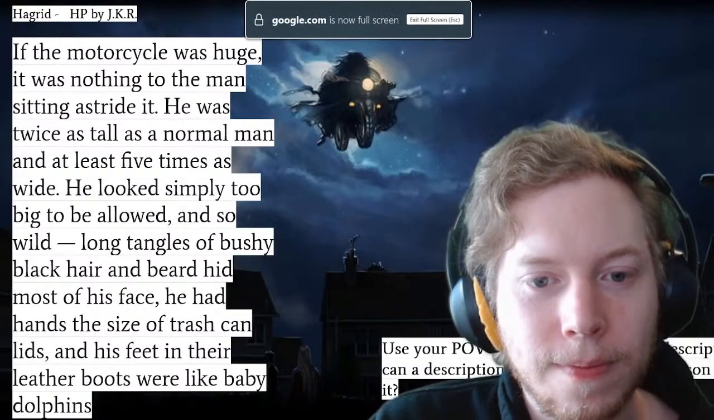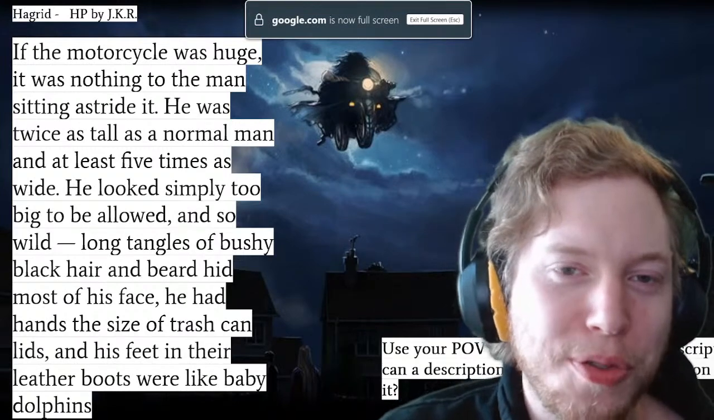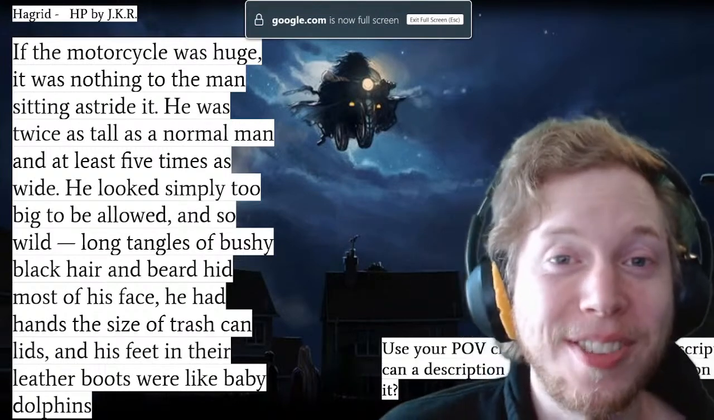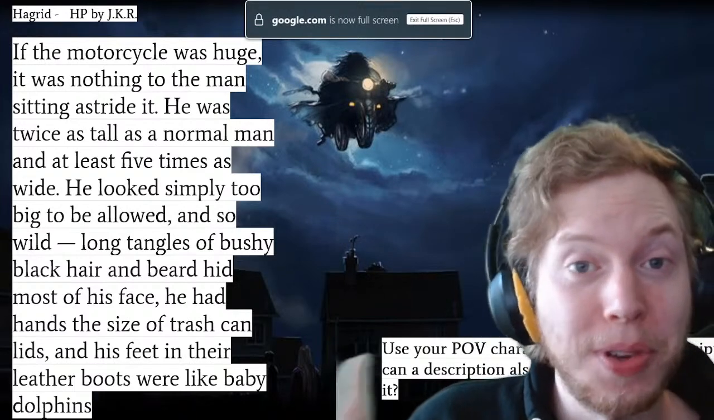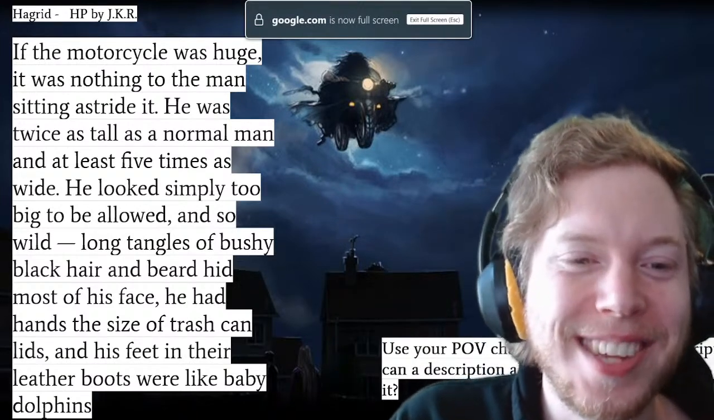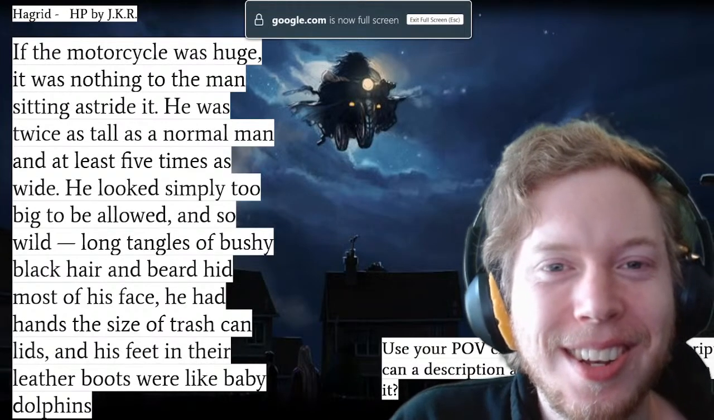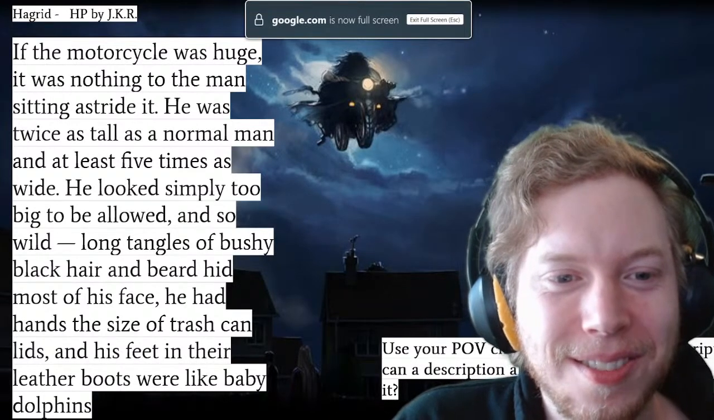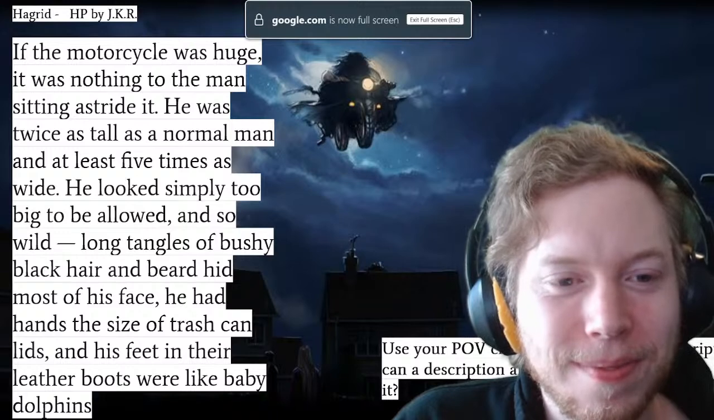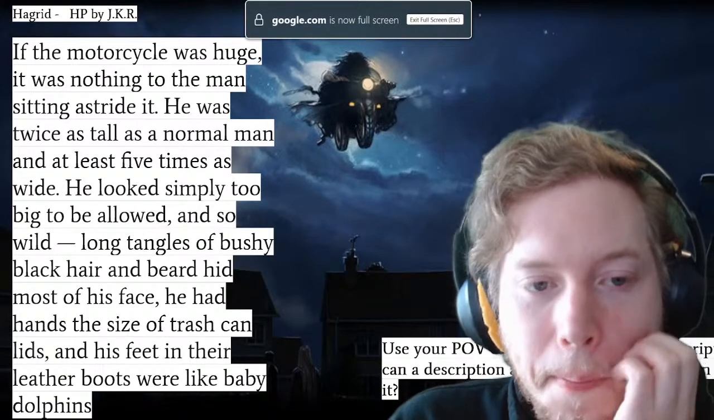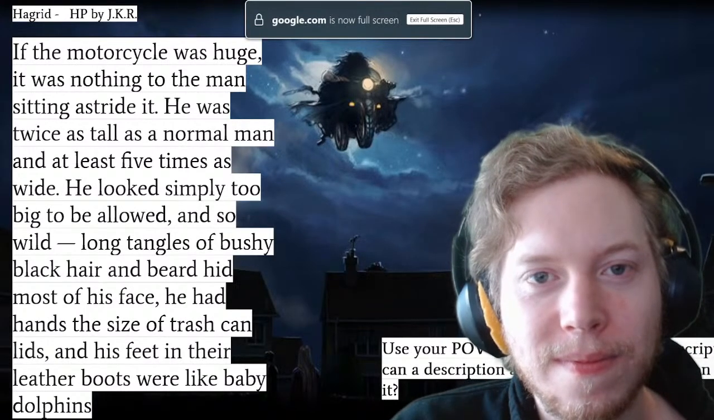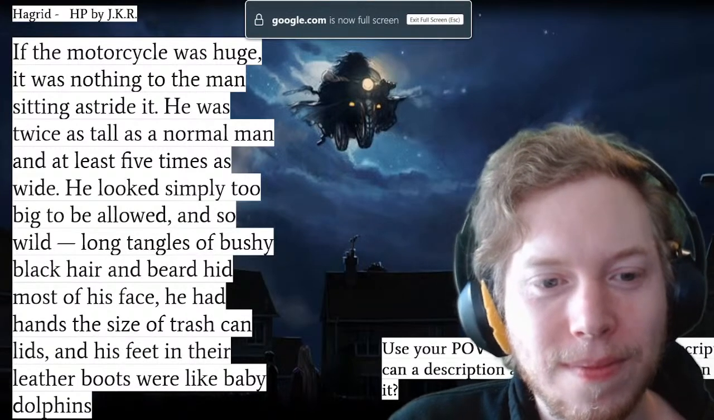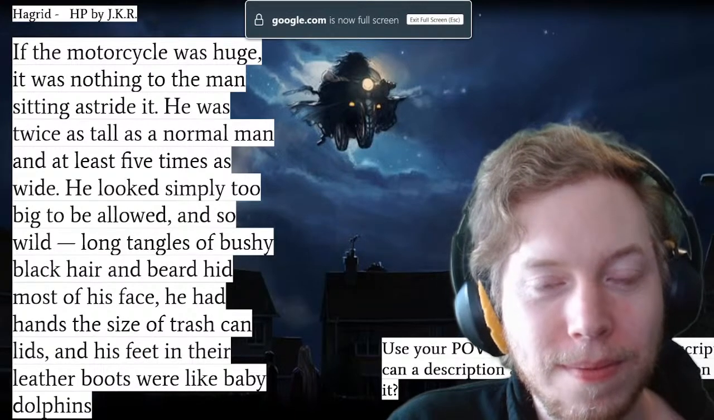But there you go, you're going to bring it up. Yes. Just a nice description from Sorcerer's Stone of the Hagrid character that uses really evocative word choices. I won't necessarily read it out loud, but you can browse this on your own if you want to check this out. I'll do the little bit here where it says, loud and so wild, long tangles of bushy black hair and beard hid most of his face. He had hands the size of trash can lids, and his feet in their leather boots were like baby dolphins.